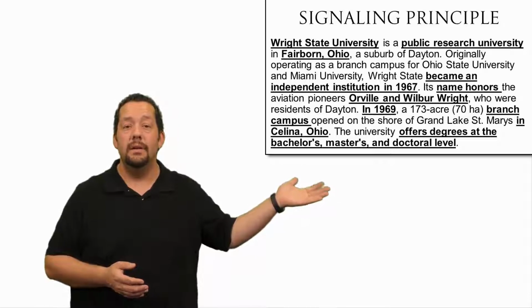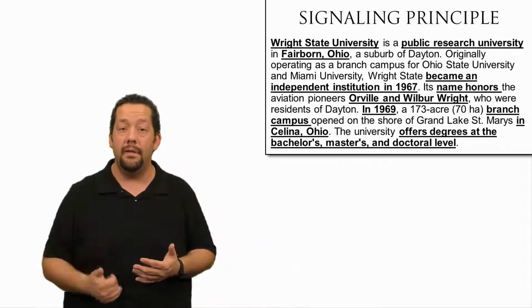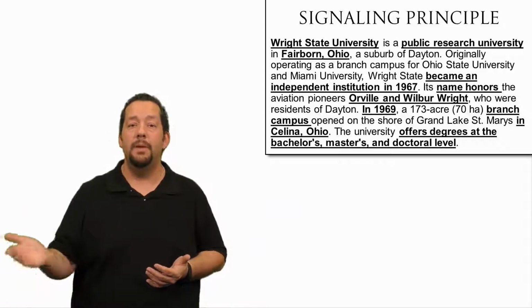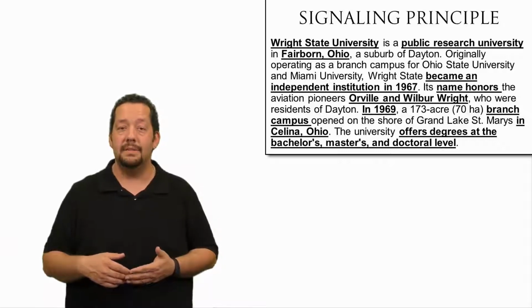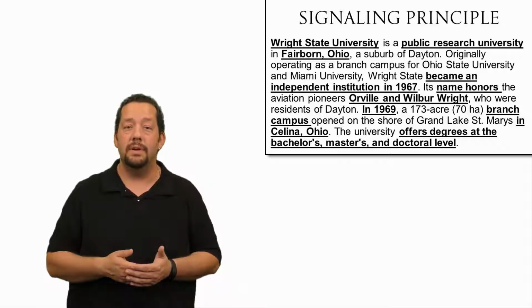As you can see here, the essential information is now easy for the learner to pull out of the passage. The more important details are easily identified by the bold and underlined formatting applied to the text. Now you could read just those portions and tell me a highlight of Wright State's history.